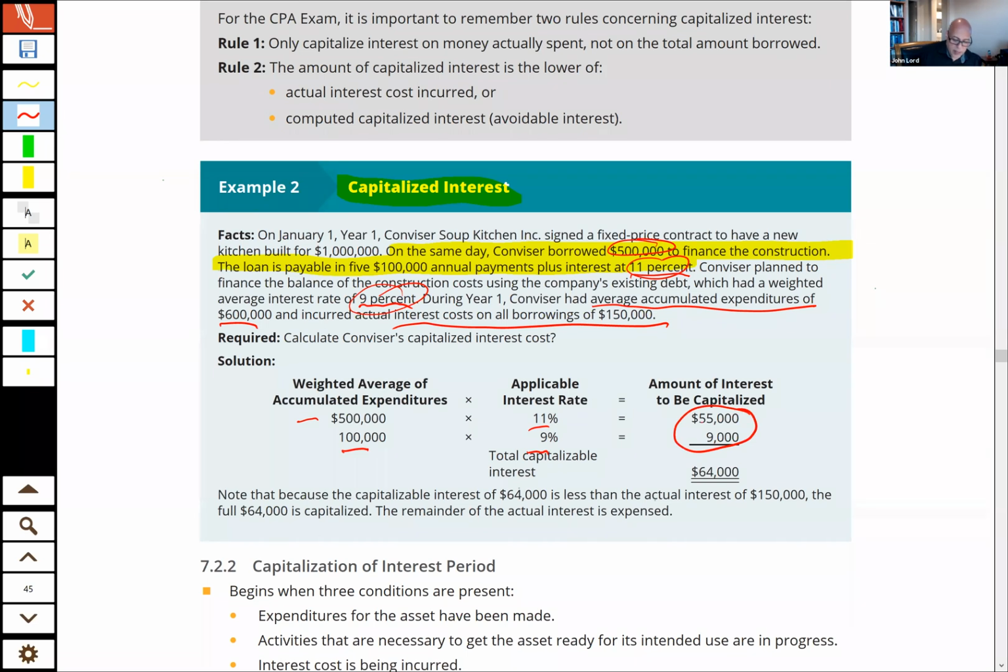These are the amounts now that I will capitalize. I won't expense that. I will capitalize that as part of the cost of whatever this thing is, the soup kitchen, this building, whatever. So that gives me total capitalized interest of 64,000. And since I didn't exceed that 150 of actual interest, ding, I am good to go ahead and capitalize that whole 64,000. I'm capped at that 150, but here, since I'm well under the 150, I can take the entire 64,000.